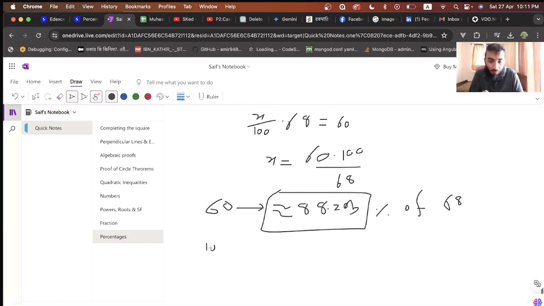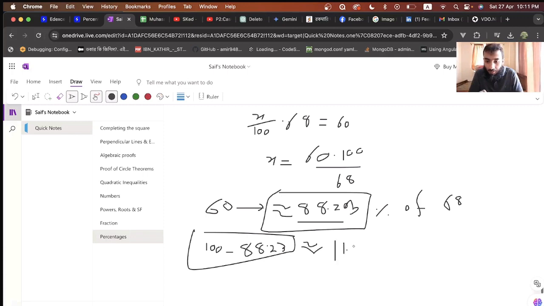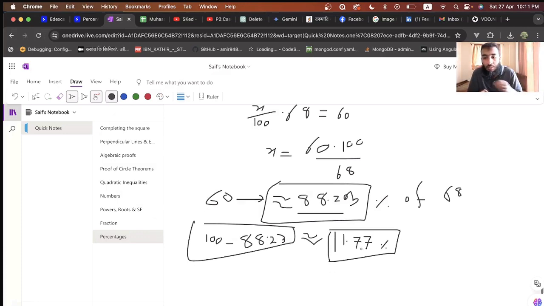100 minus this number, which is 88.23%, which is something around 11.77%. So this is the percentage decrease. This is one way that you can figure out the percentage decrease.